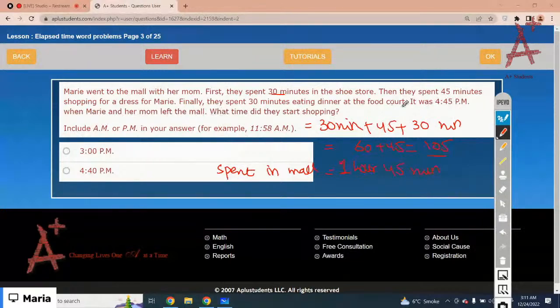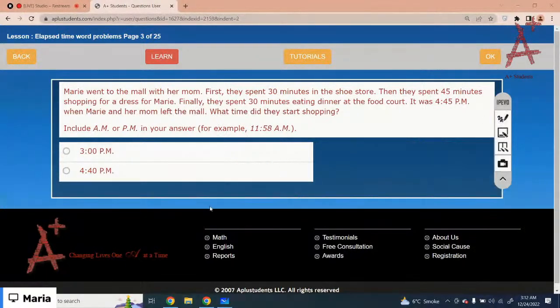Okay, so it was 4:45 p.m. when Mary and her mom left the mall, so go back 1 hour 45 minutes from 4:45. Got it? So first go back 45 minutes. That means you have 4 p.m. Go back 1 hour, so it would be 3 p.m. That means the time they started shopping is 3 p.m. Got it? So just select the correct option, then click on the OK button.